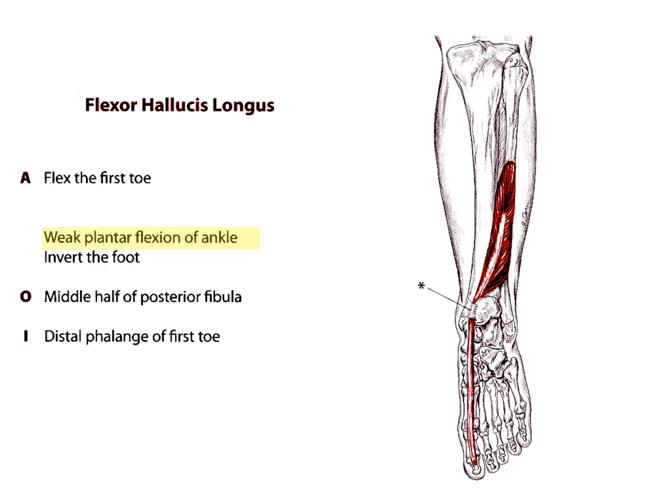The flexor hallucis longus assists with plantar flexion of the ankle and is named for its action to flex the big toe. It originates on the middle of the posterior fibula and inserts on the big toe.